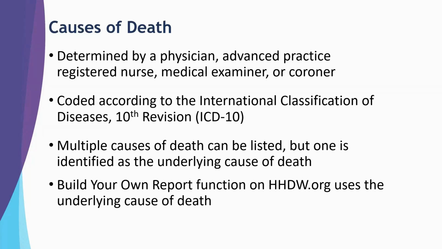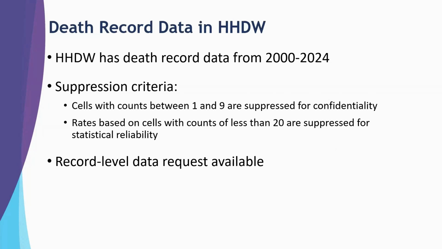So we collect all the different possible causes of death, but in general, the death certificates identify one as the underlying cause of death. And when you're working in the system on hhdw.org, our build your own report function uses that underlying cause of death. So HHDW houses death record data for the state from 2000 to 2024.